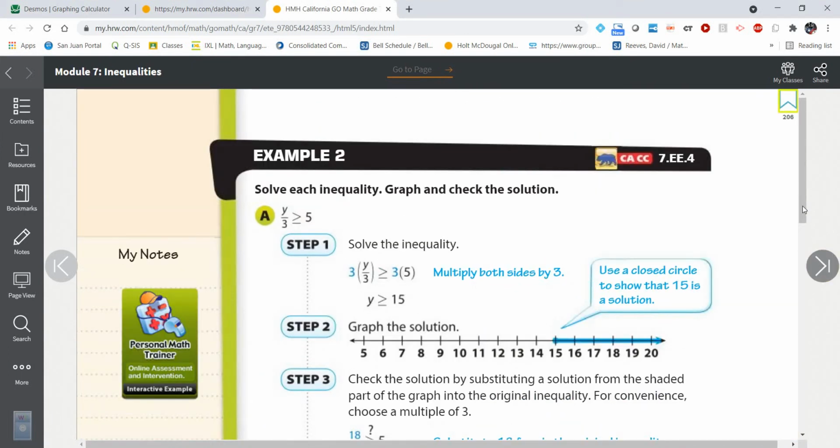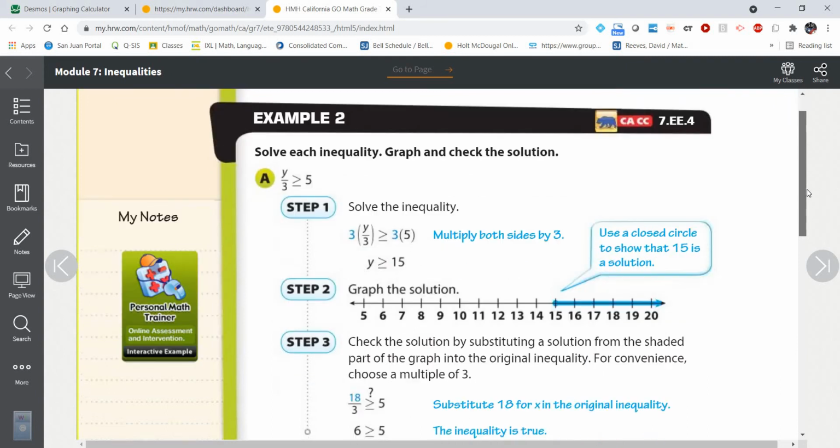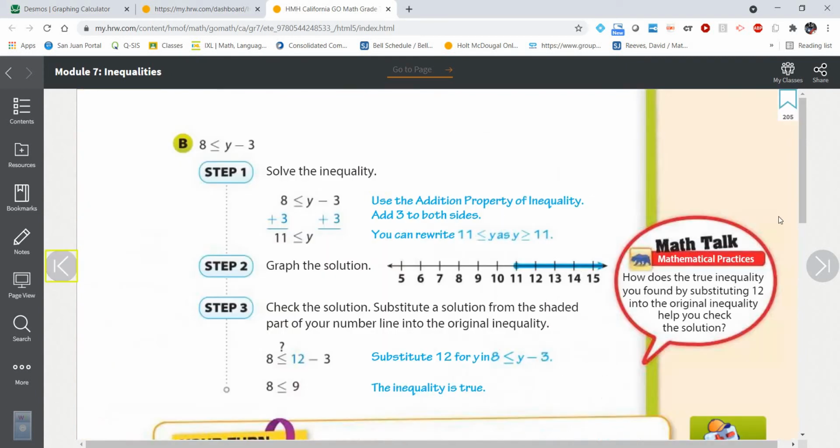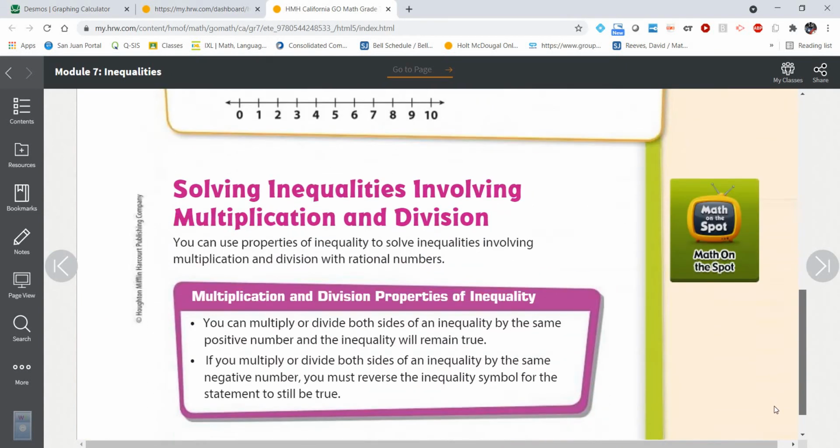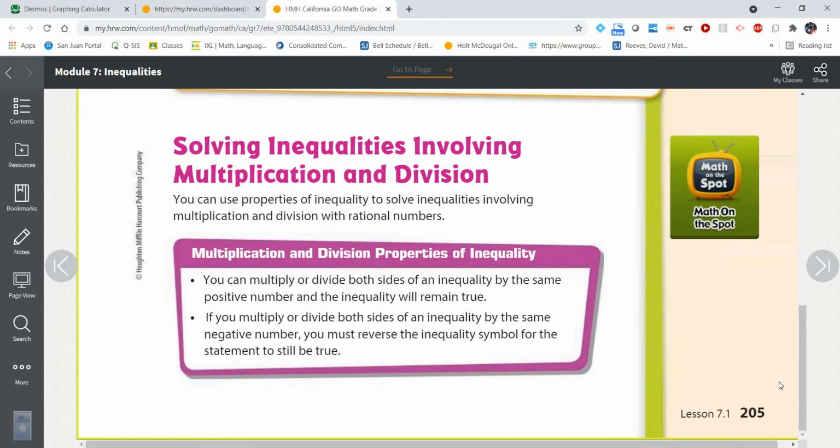All right, what about if we have an inequality that involves, I guess it's down here, inequalities that involve multiplication or division? Well, once again, we're going to use inverse operations, right? The inverse or the opposite of multiplying is dividing, and the inverse of dividing is multiplying. All right, but however, there's a big difference.